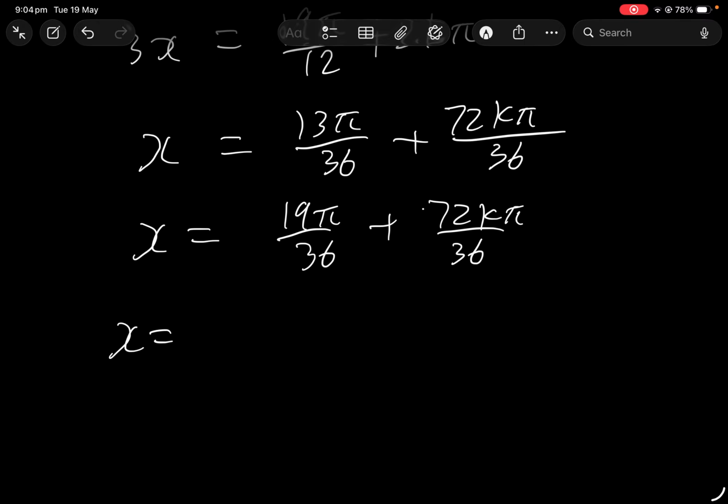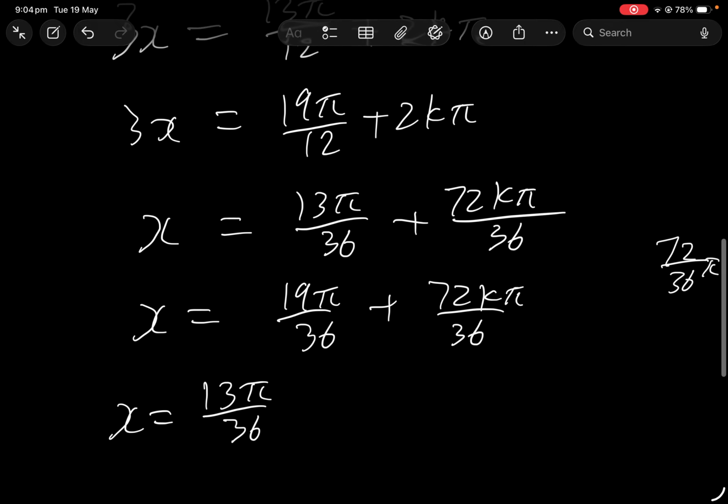Now we can start writing our answer. Let's first write this one. For k equals 0, that's 13π/36. And know that our limit is 72, because it's 2π. Our limit is 2π. So we'll write that there.